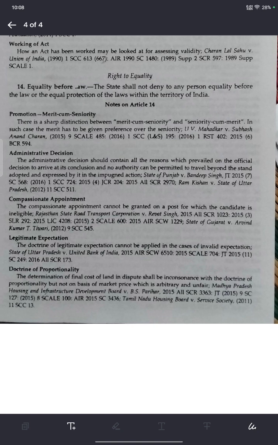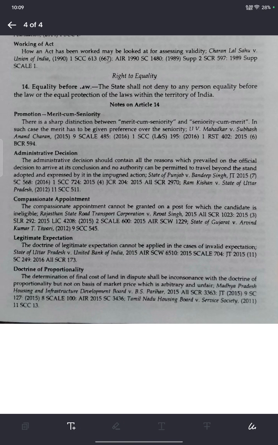Right to equality, equality before law. The State shall not deny any person equality before the law or equal protection of the laws within the territory of India. Everyone within the territory of India is under the equal protection of law, and no person can be denied equality before law. Article 14, equality before law.